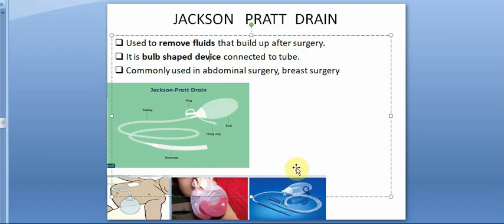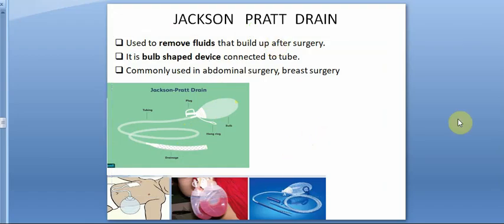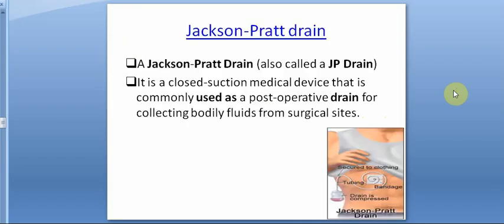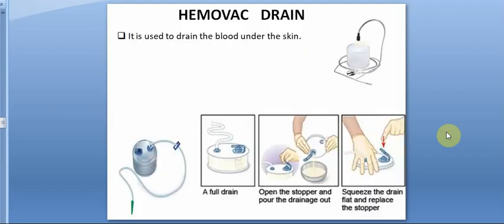Usually it is used to remove fluid after surgery. Excess fluid accumulates after the surgery, and to remove that, we use the Jackson Pratt drain. Commonly we use it in abdominal surgery or breast surgeries. This is also the same figure. Sometimes it is also called JP drain. JP means Jackson Pratt drain.